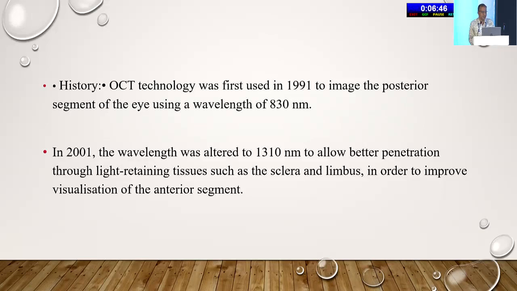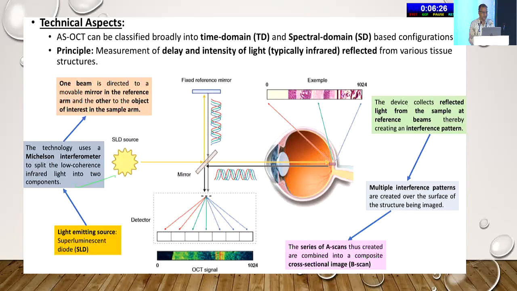So this technology was first used in 1991 to image the posterior segment of the eye using a wavelength of 830. In 2001 the wavelength was altered to 1310 to allow better penetration through light-retaining tissues such as sclera and limbus, in order to improve the visualization of the anterior segment. These are the technical aspects.